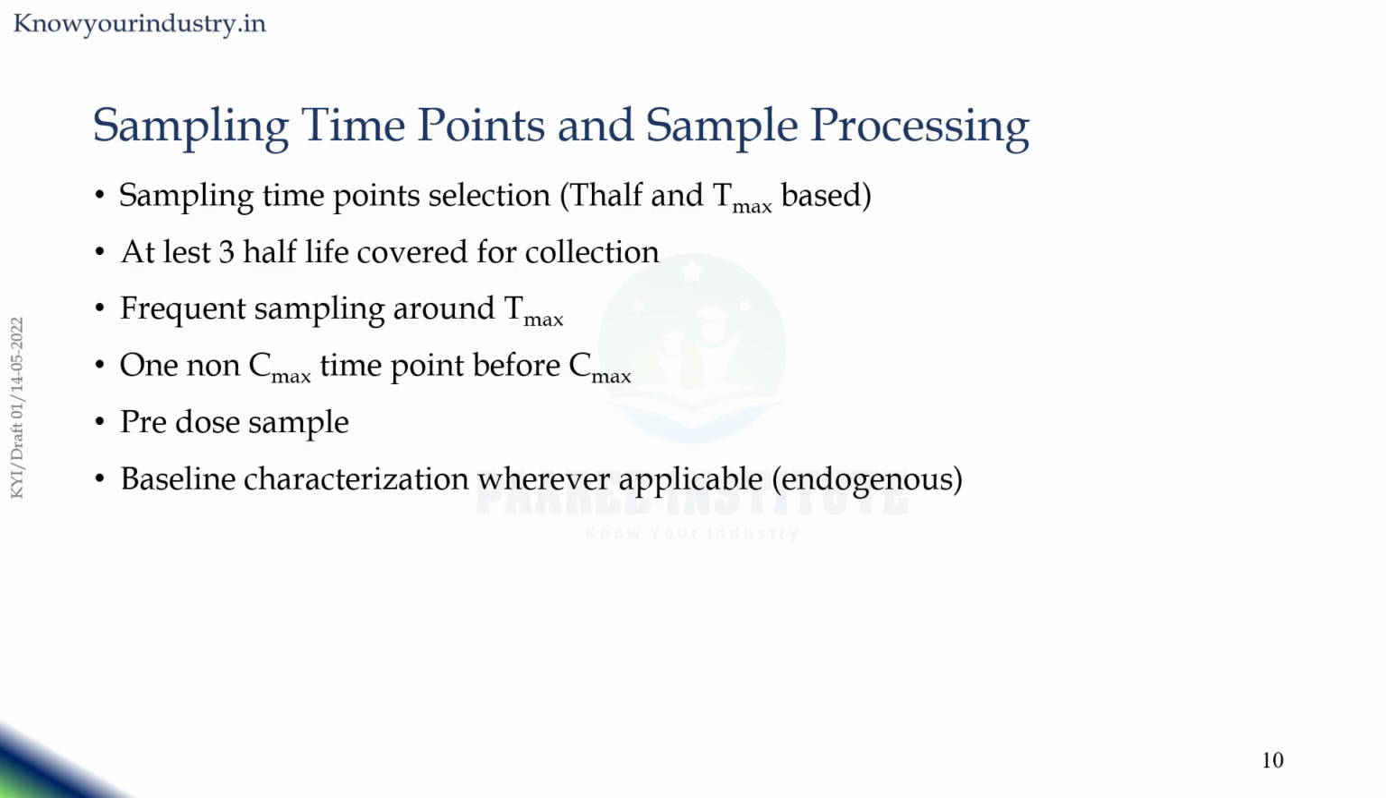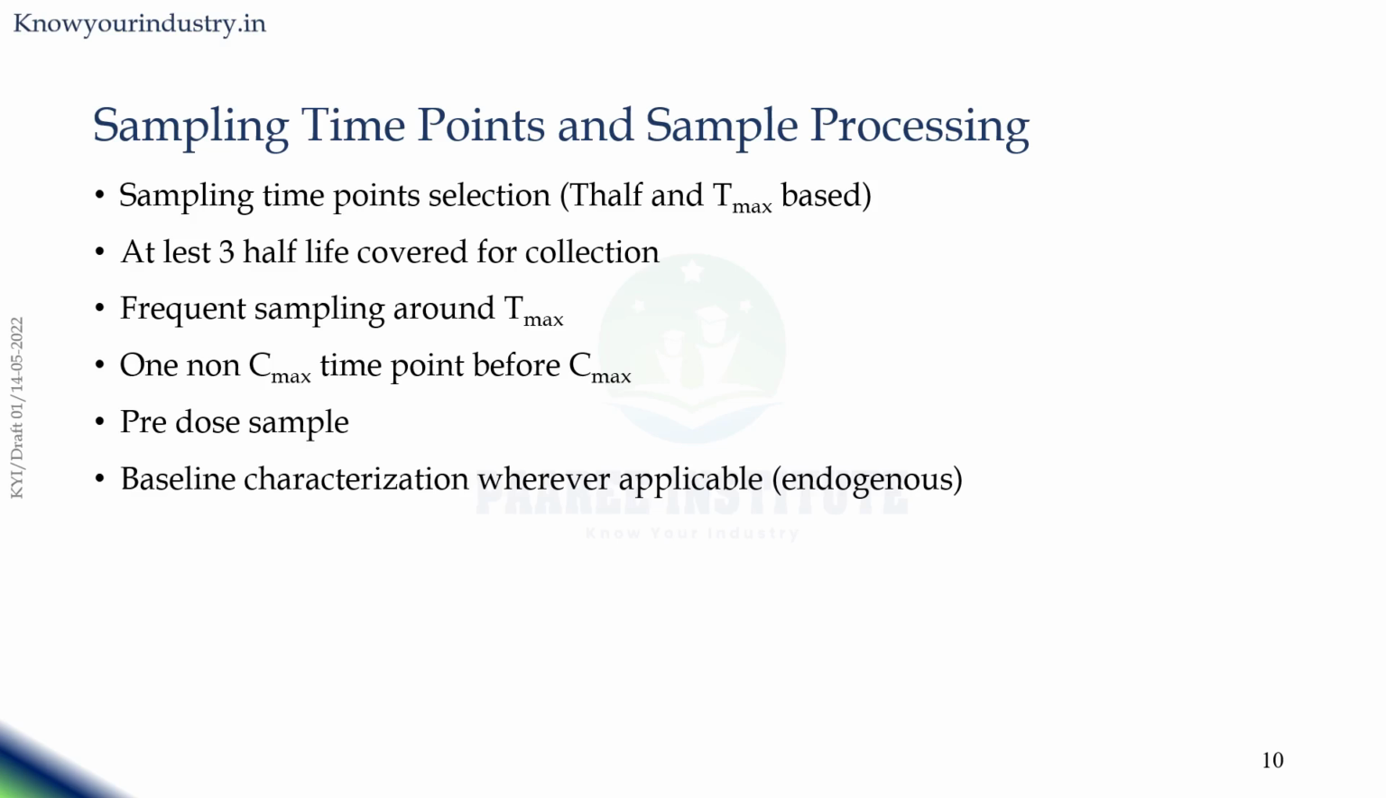In case of short half-life drugs, in and around the Tmax, you can have several time points. Then you can have 3 to 4 time points which can characterize the absorption as well as the elimination phase. So this is how the sampling time points are designed, and there should be a minimum of one time point before the Cmax. That is very clearly defined.